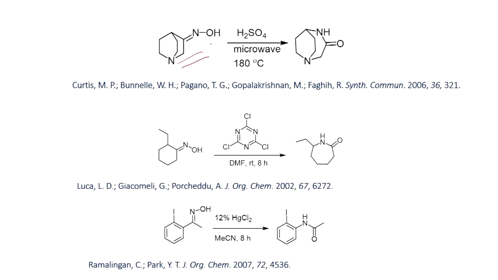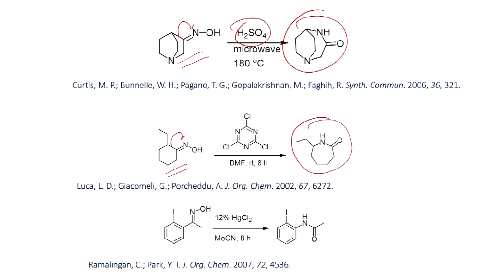For example, in this case, as we have seen, when you react with sulfuric acid, migration occurs and you will be able to get this lactam as the product. In this other case, this can undergo migration, and you will get this substituted caprolactam as the product. Here again in this case, the aryl ring undergoes migration because it is trans to the OH group, and you will get this amide as a product.